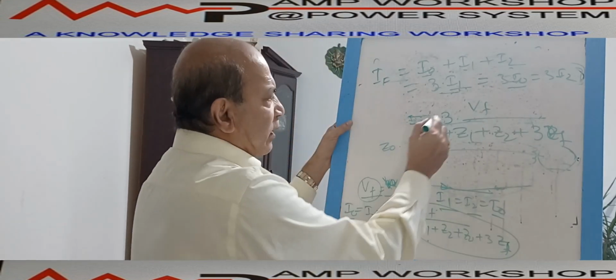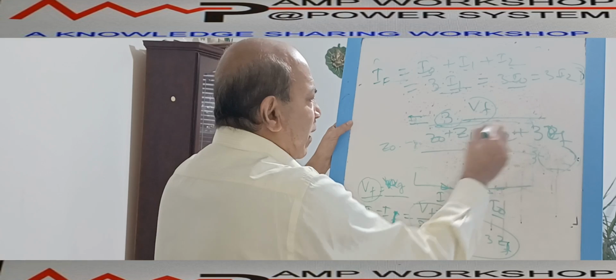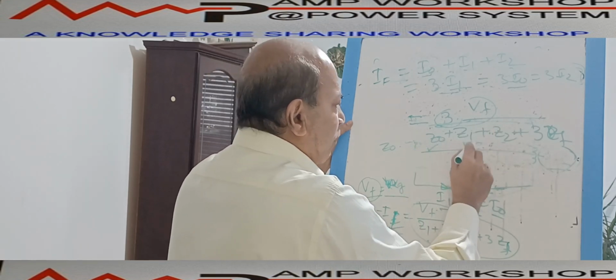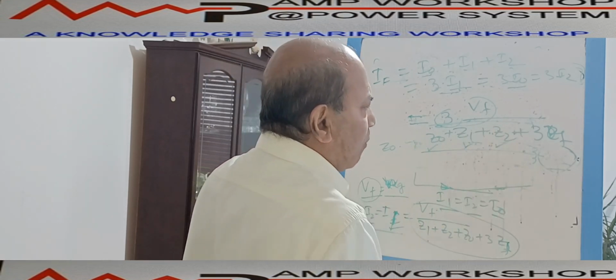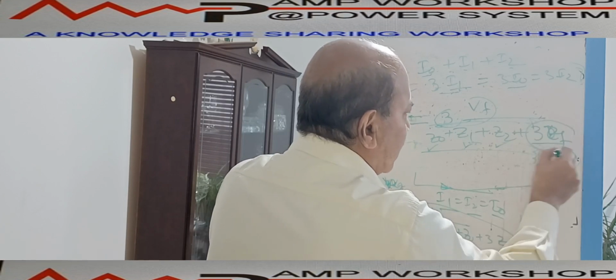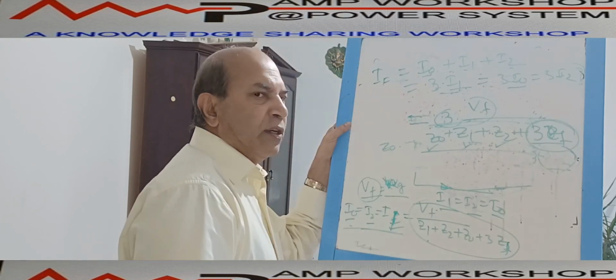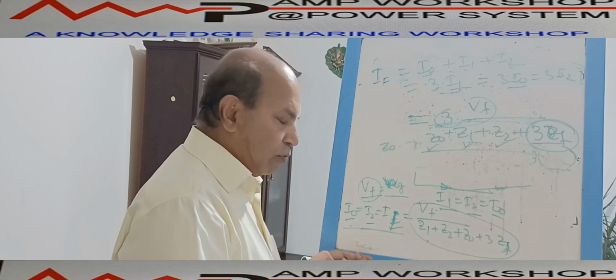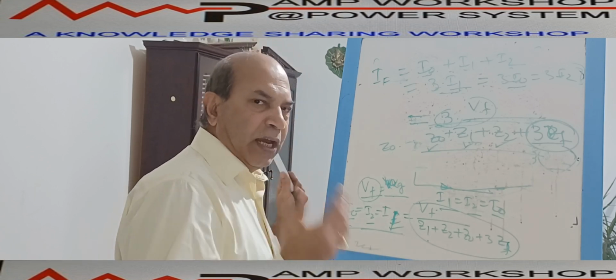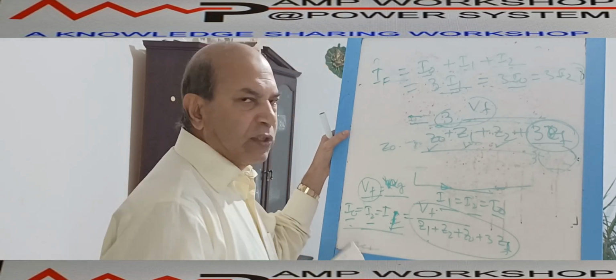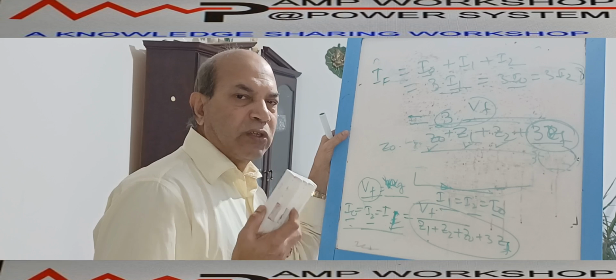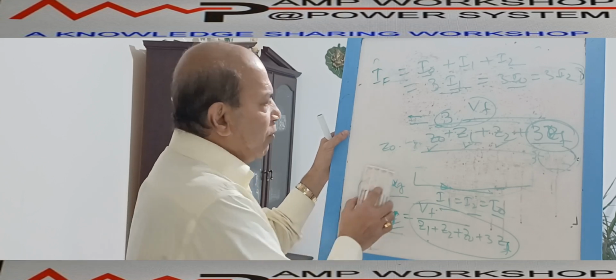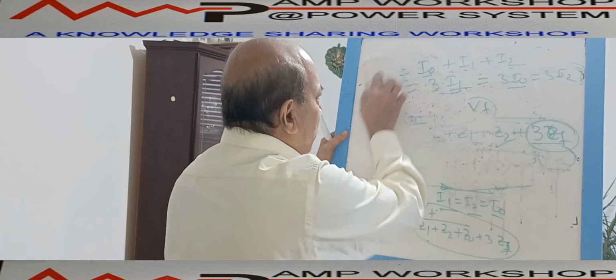That means fault current equals 3 times the voltage divided by the zero sequence component, positive sequence component, negative sequence component, plus 3 times, it is important, 3 times the neutral path impedance. That will be the total fault current for a single line to ground fault in a 3-phase power system under unbalanced condition. In brief, this is our final formula.